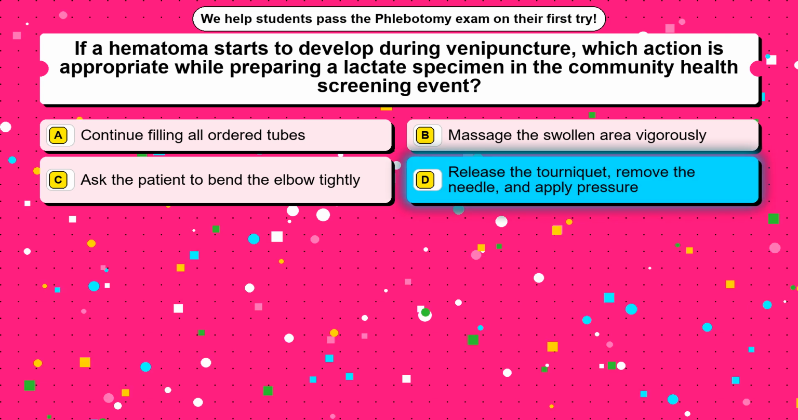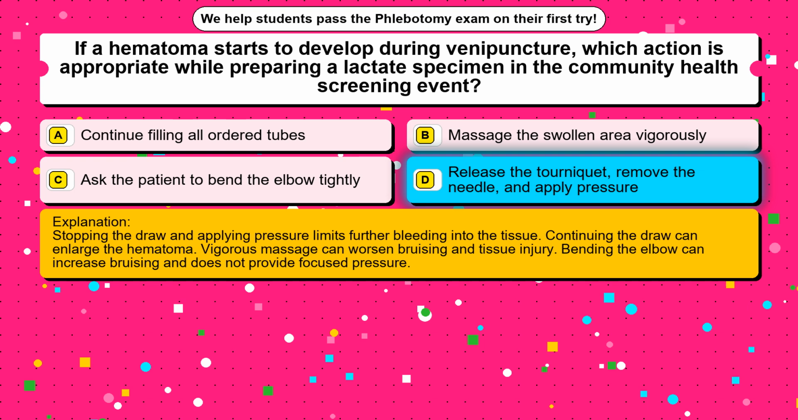The correct answer is option D. Release the tourniquet, remove the needle, and apply pressure. Stopping the draw and applying pressure limits further bleeding into the tissue. Continuing the draw can enlarge the hematoma. Vigorous massage can worsen bruising and tissue injury. Bending the elbow can increase bruising and does not provide focused pressure.